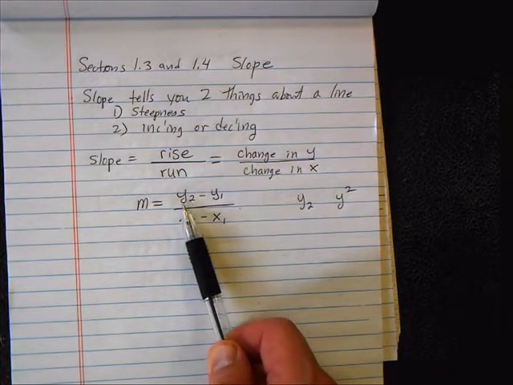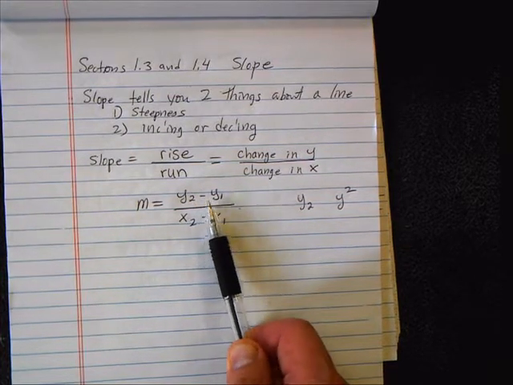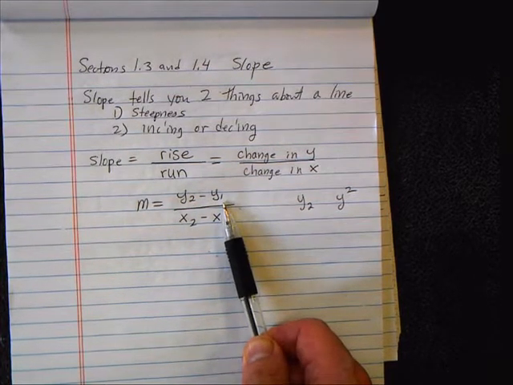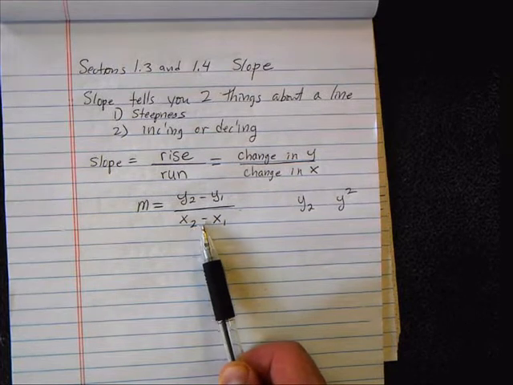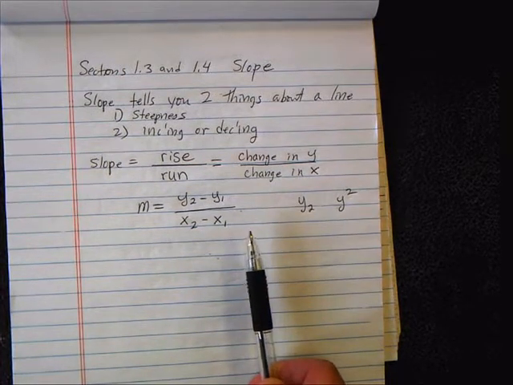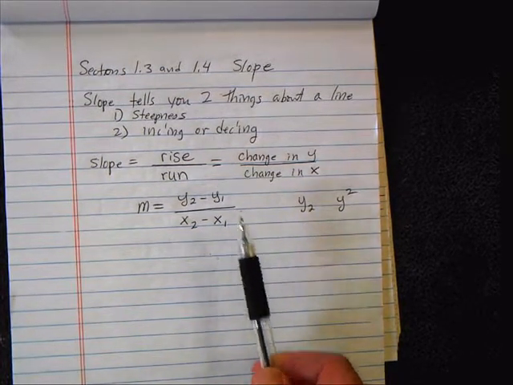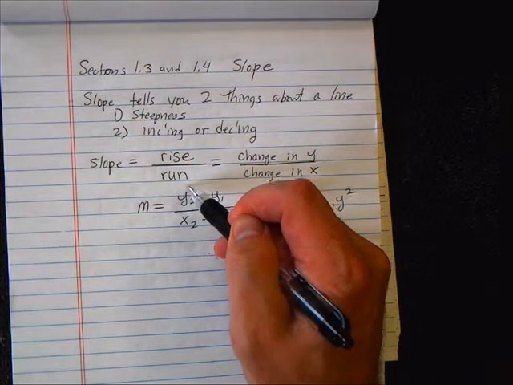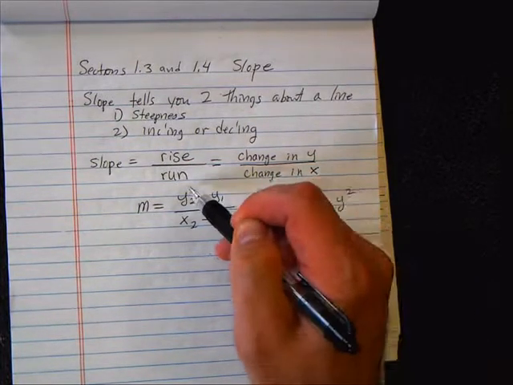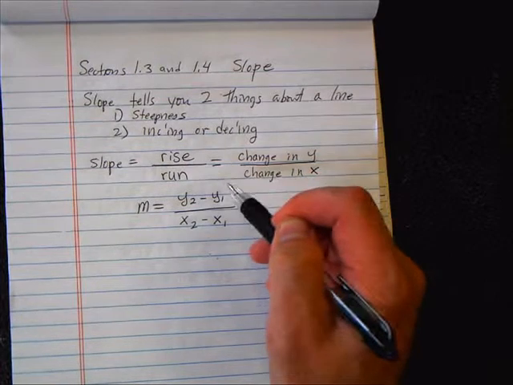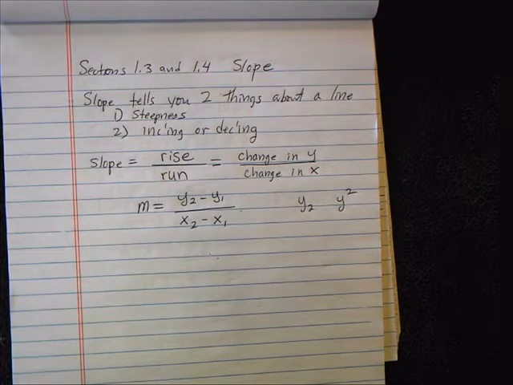So all we're saying is, take the second y number minus the first y number. And then take the second x number minus the first x number. Okay, so those are not exponents. And I'll see a lot of people write y2 and y1 with the numbers up there as powers, and I'm going to mark that wrong if you do that, because in math that means something very different.